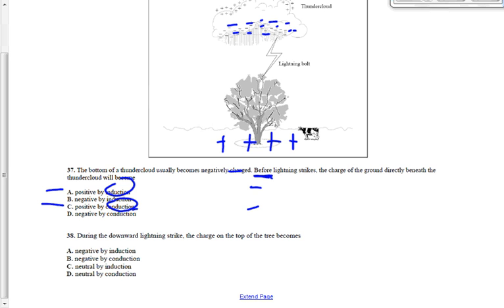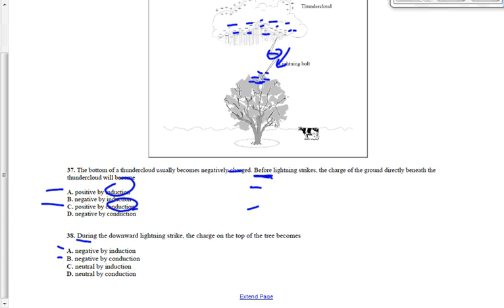38. During the downward strike, the charge on the top of the tree becomes what? Well, now the lightning strike comes from this cloud that has a negative charge at the bottom of it. That's going to transfer negatives downwards here. The top of the tree is going to become negatively charged, right? So that leaves us with either A or B. Now, 79% of you said B. 21% of you said D.